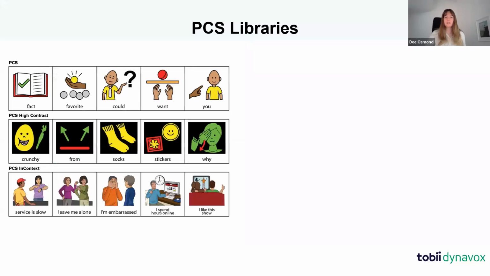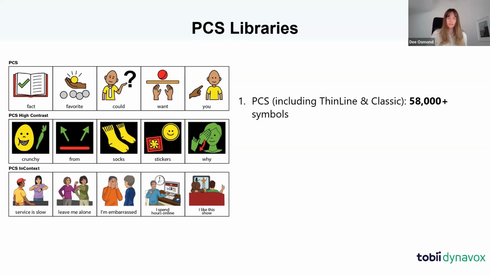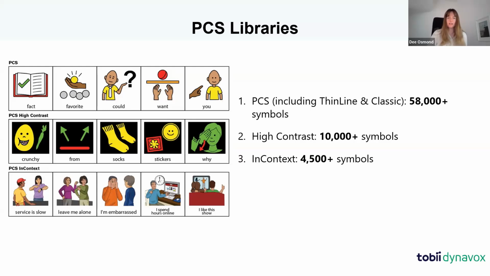So with the PCS, we have 3 different libraries. So we have the PCS, which includes thin line and classic symbols, and that's probably what you think of when you first think of symbols or PCS. And that includes the egghead kind of classic symbols. And then next we have high contrast symbols, which are symbols designed to support individuals with visual impairment. And then lastly, we also have in context symbols as well. And there are now over 80,000 PCS symbols created.